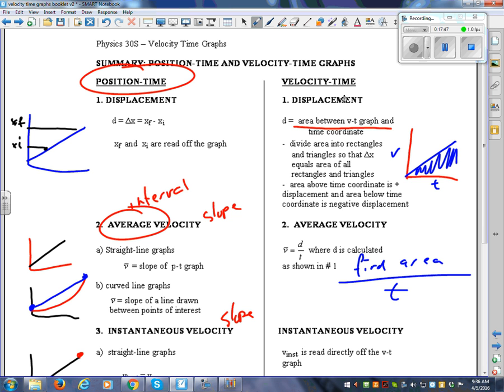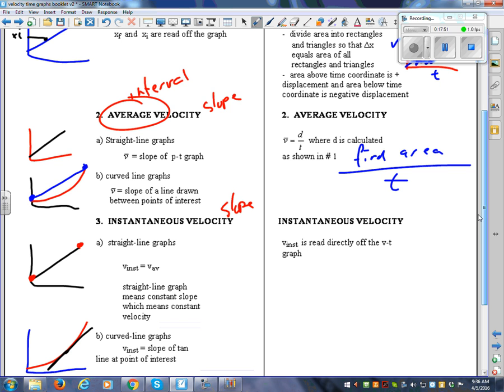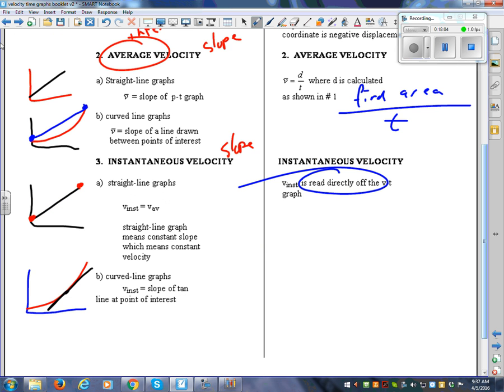If you have a velocity time graph and I ask you to find instantaneous velocity, well, that's the easiest one of the bunch because what do you do? You read it off the graph because it's a velocity time graph. And flip the page.